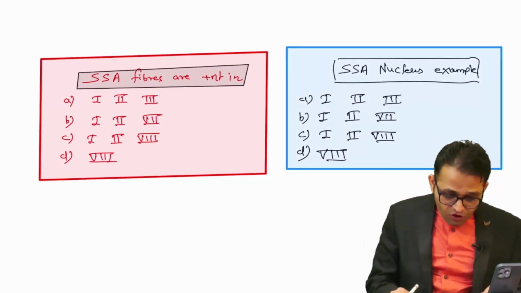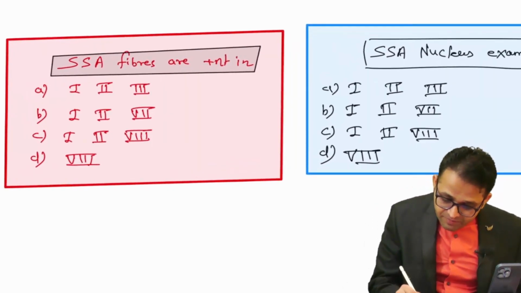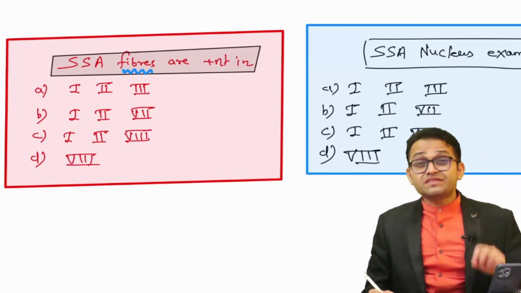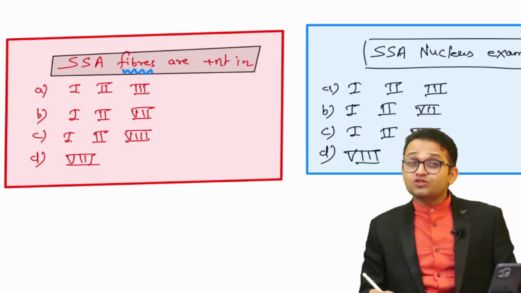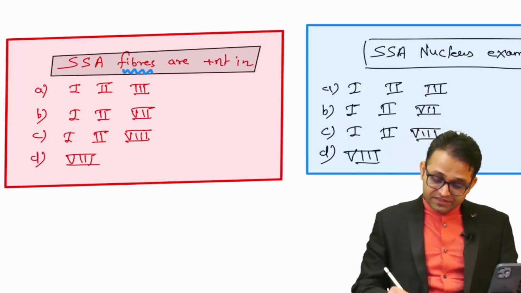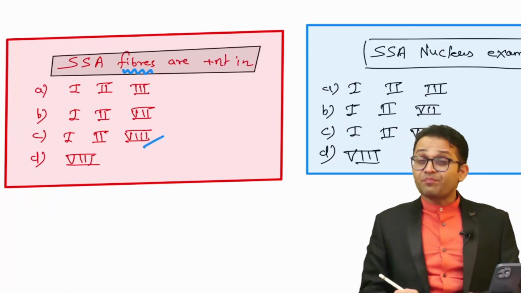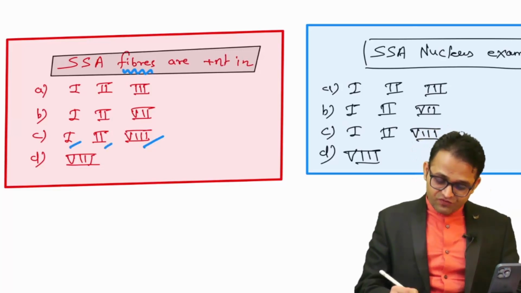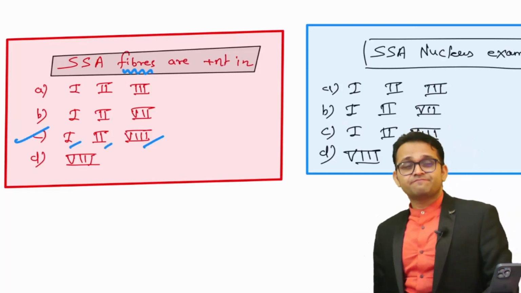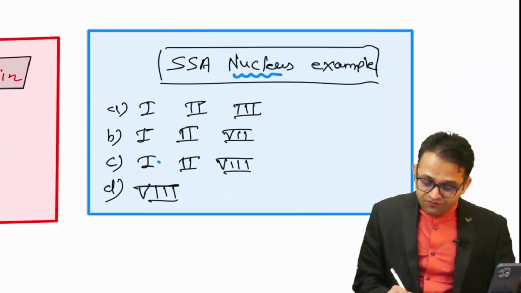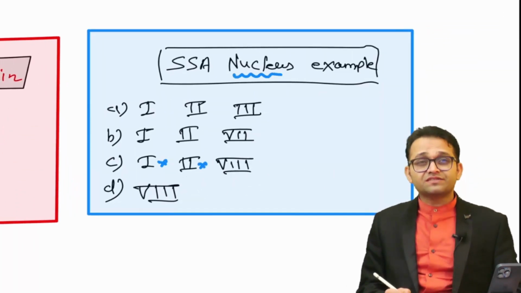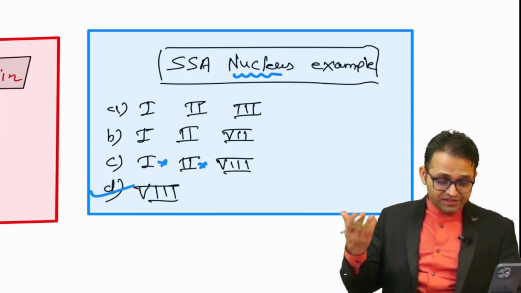Okay, because they are asking about the fiber. Fiber means axon. They are not asking about the cell body collection. So in this situation, you will say, sir, 8th. Correct, sir? But axons means second and first is also right. So this is the correct answer. But when they are asking about the nucleus, sir, first and second are not having the nucleus. 8th is having the nucleus. So the answer will be D.